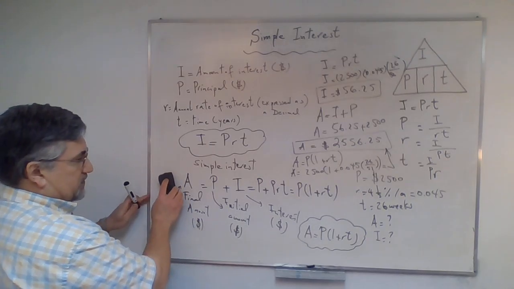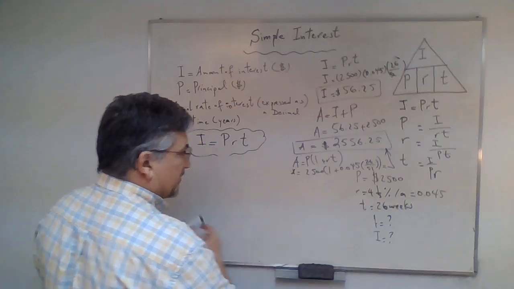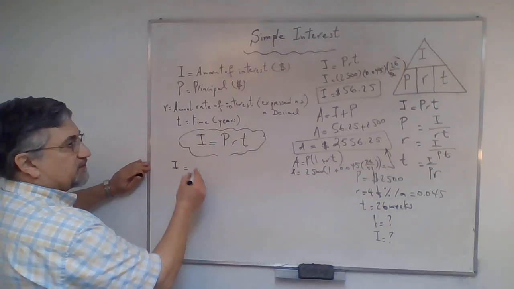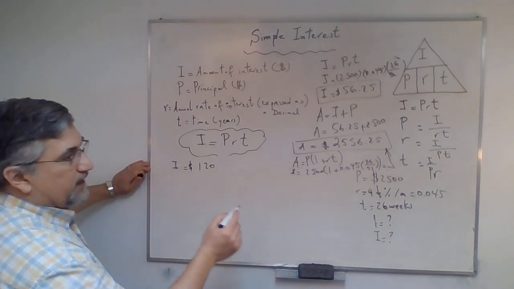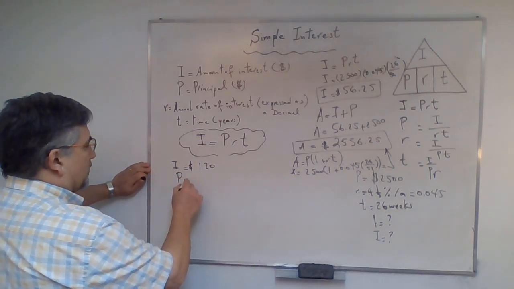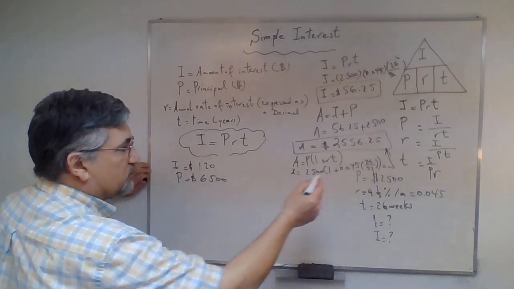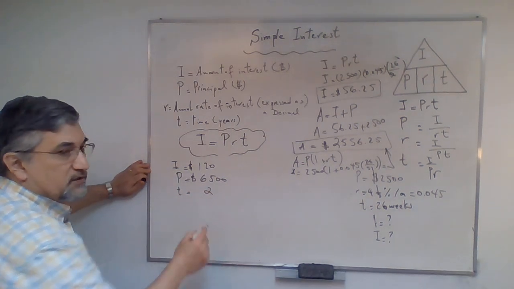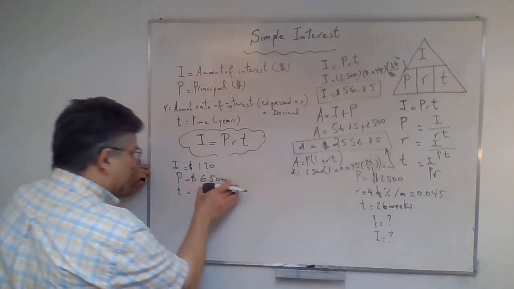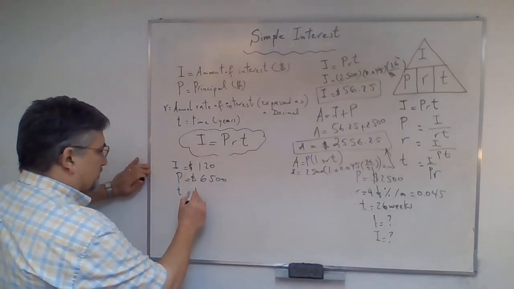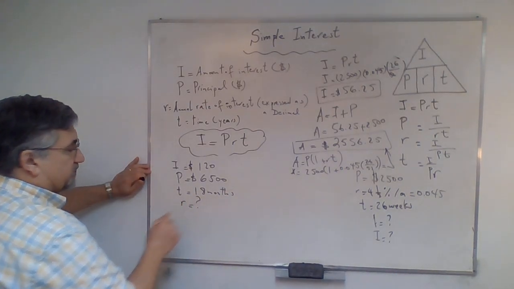Let me erase this part of the board, and maybe I can give you a quick example here. Let's say the amount of interest given to an investor is like $120, okay? And let's say the principal was $6,500, and let's say the time that the investment was done was 2 years, or actually, let me put it like 18 months, okay? So 18 months. And we want to know the rate of interest, for example, okay?